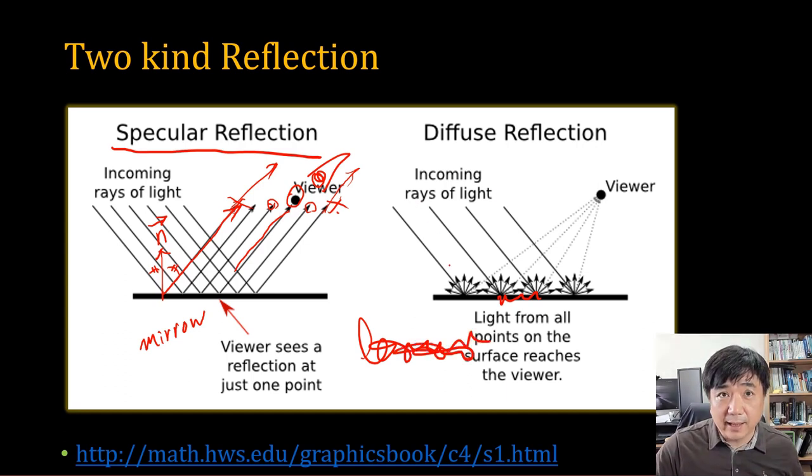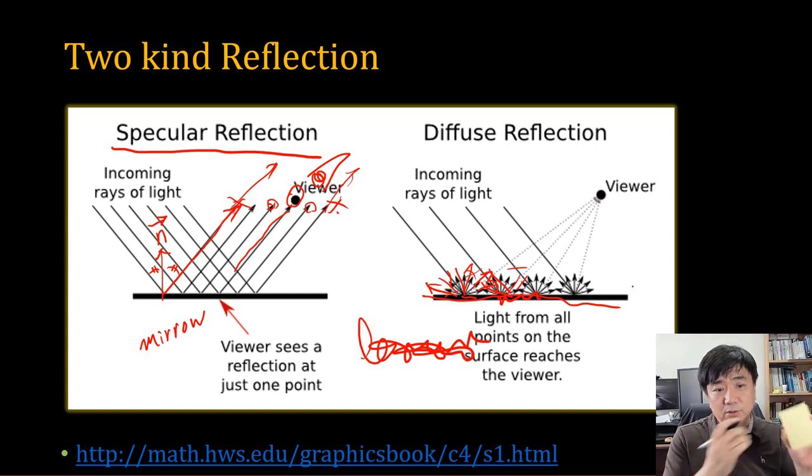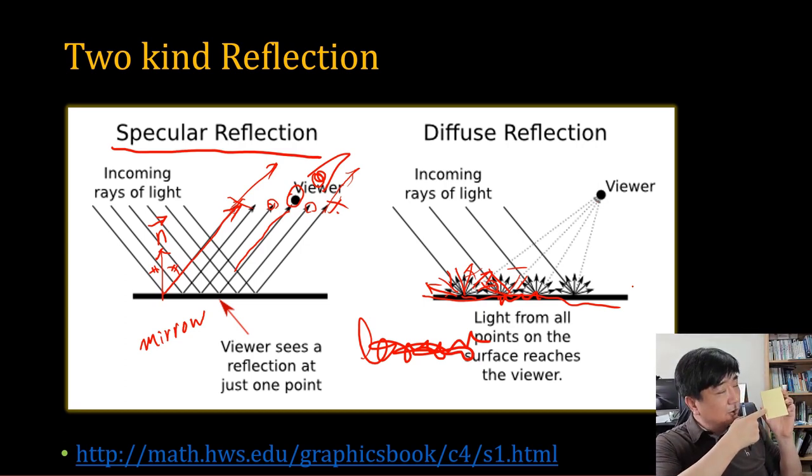So incoming rays explode on the surface and are reflected in all directions. Okay, like this. So the viewer can see every part of this surface. For example, you can see every part of this paper with the same color. So it is a diffuse material. Okay, it is a diffuse material. So if the light source is there, we can see it in this direction, which means this object has a diffuse reflection property.